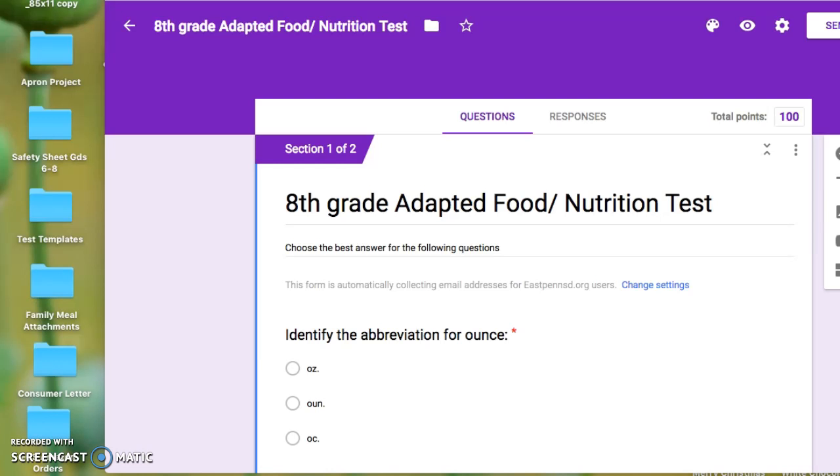What type of ingredient is flour? Describe how you would measure a half a cup of flour. Name the equipment you would use and the steps you would take to measure this ingredient. Mark all that apply. Dry, liquid, solid.